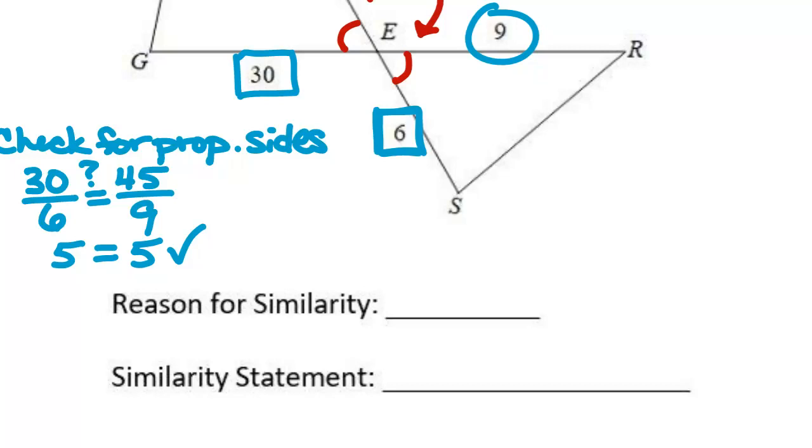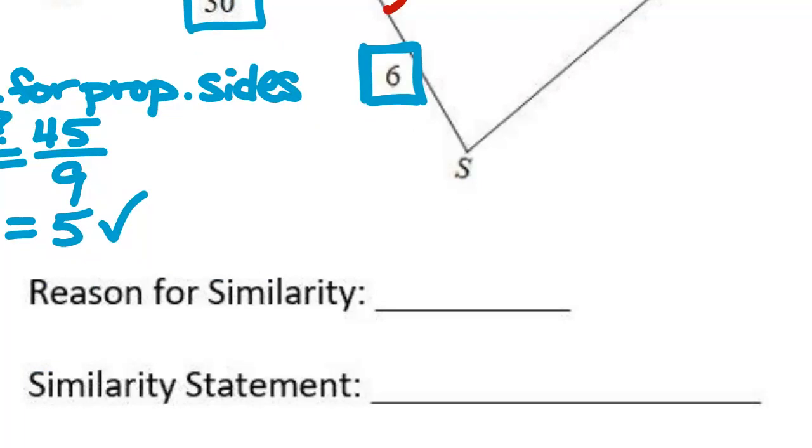Before we write anything else down, what should you do when you're checking on side, angle, side if you do this and they don't come out to be proportional? Switch them around. Try it the other way. Because sometimes it's hard to tell if you have those corresponding pieces lined up correctly. So if we had done 30 over 9 equals 45 over 6, that wasn't going to come out to be proportional. You can check it on your calculator later if you want. But then when I flip those denominators, when I try it the other way, it did come out to be proportional. So what's our reason for similarity?